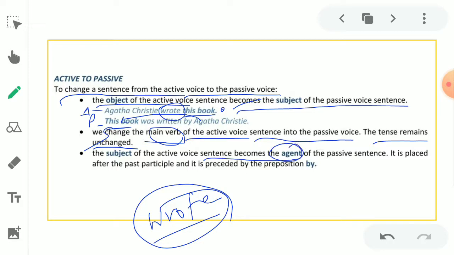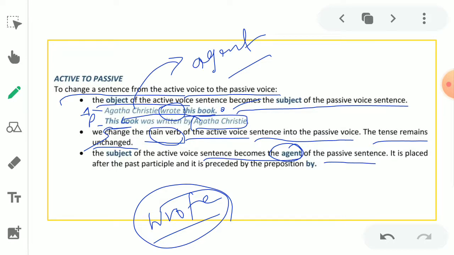The subject of the active voice sentence becomes the agent. I told you agent. So what is the agent here? Agent is often omitted in the passive sentence. The agent of active voice here is Agatha Christie. Keep in mind, the same agent is written at the end of the passive.